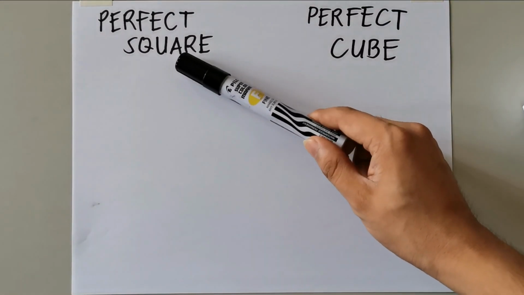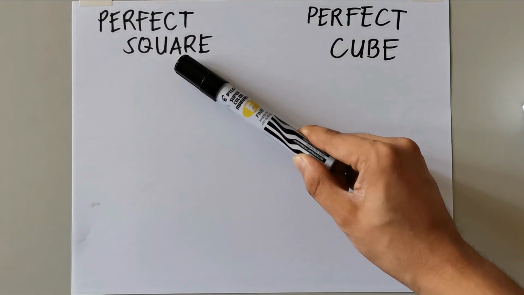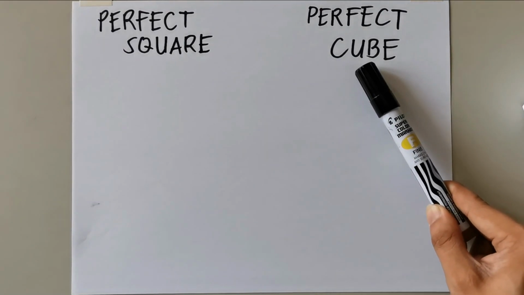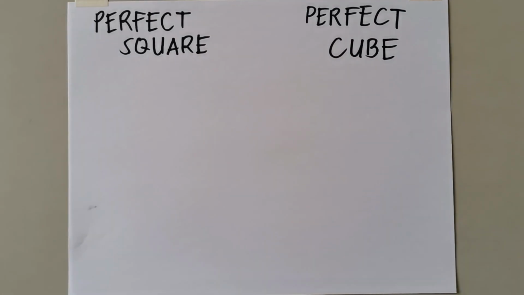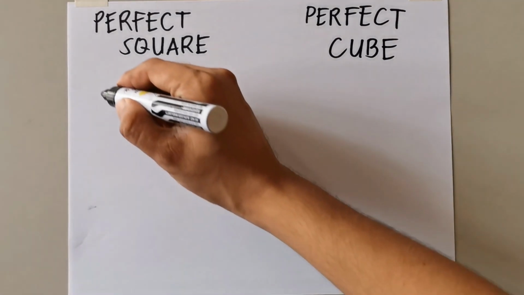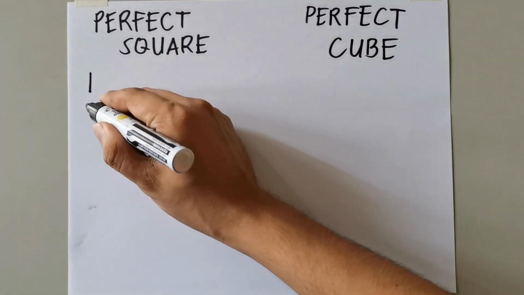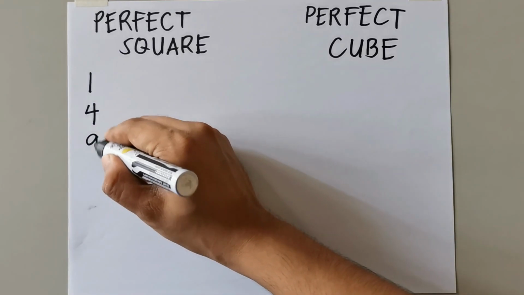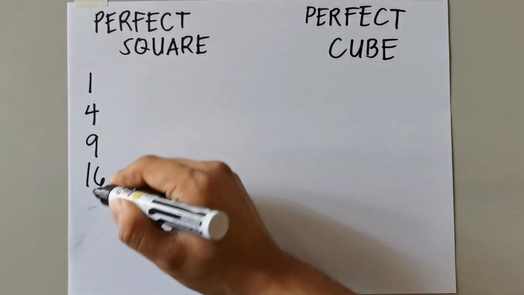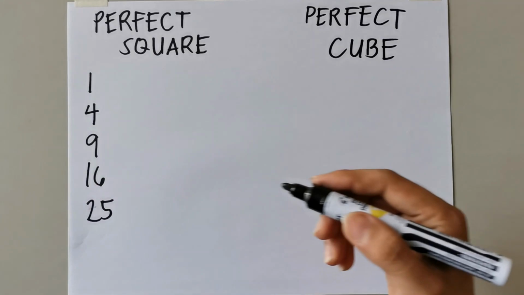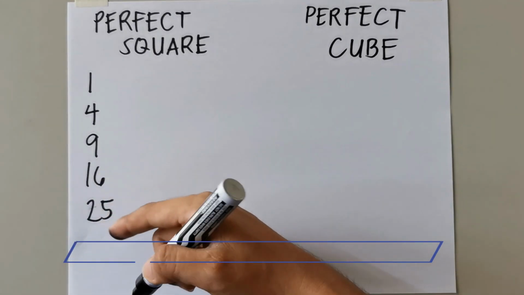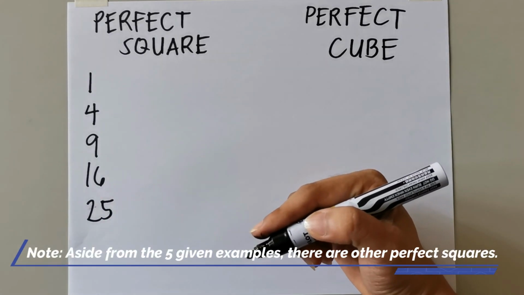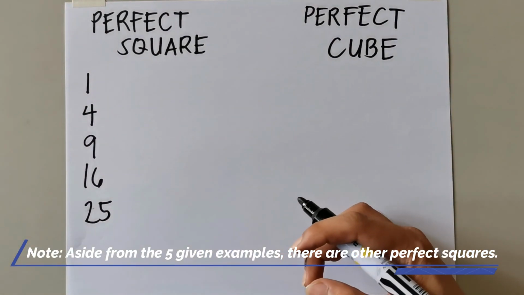A perfect square is a product obtained when a number is multiplied by itself, whereas a perfect cube is a product obtained when a number is multiplied 3 times. Examples of perfect squares are 1, 4, 9, 16, and 25. Because these numbers are products of a particular number multiplied by itself.